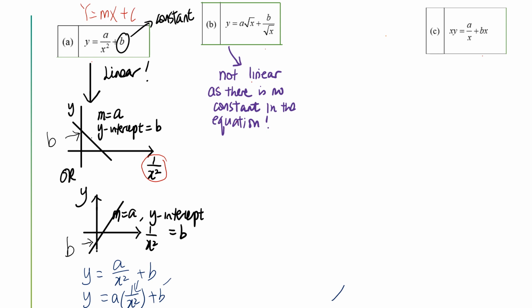Right, then you compare it with your y equals to mx plus c. So you can see that m is the gradient, which is equals to a, and b is the y-intercept value, which is comparable to c. And what you label on the x-axis will be 1 over x squared, and what you label on the y-axis will be just the letter y.